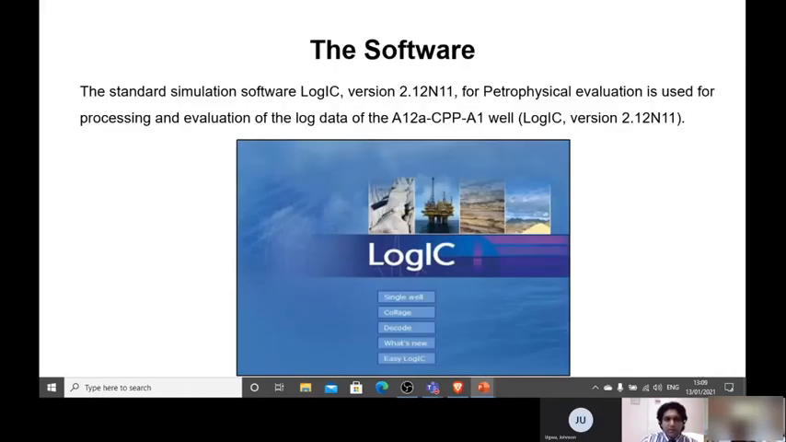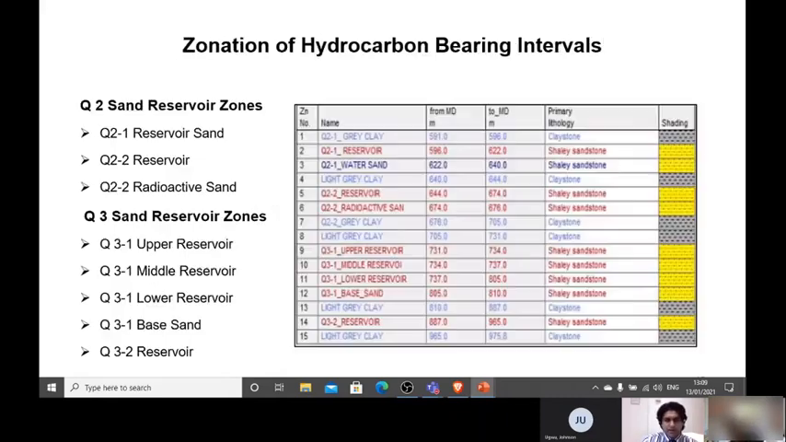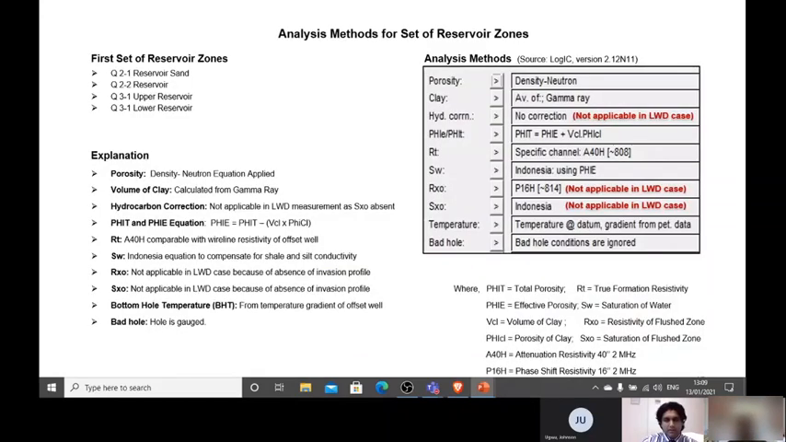Software methodology. LogIC software is used for the processing of raw log data. The standard workflow involves selection of appropriate analysis methods to calculate volume of clay, effective porosity, and saturation of water, and apply their cutoffs to finally get the pay zone thickness. Q2 and Q3 sand sequences are zoned based on different physical and lithological properties.